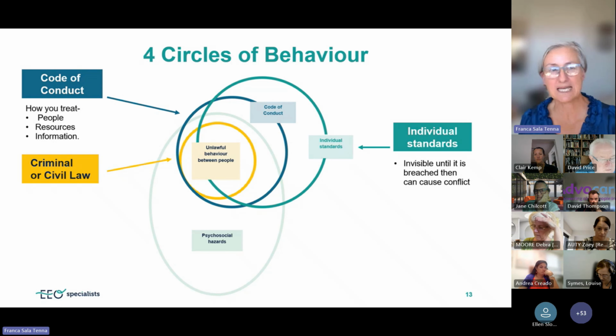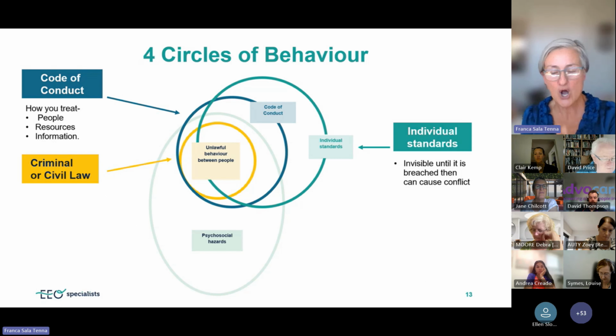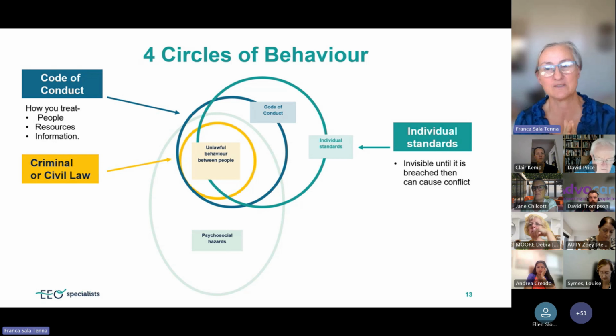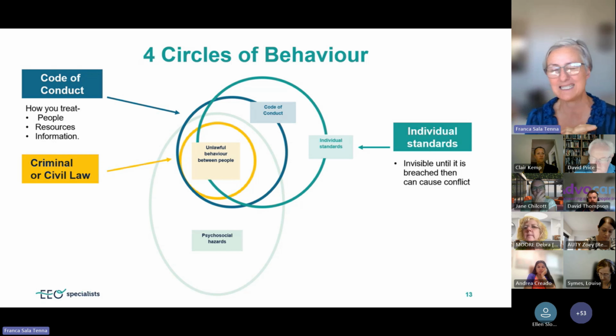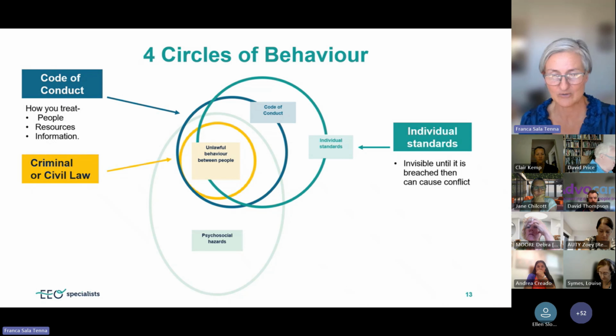So individual standards is how people think that life should be done, how people should treat each other, in an ideal world. So if you have a look at my circle of individual standards, which is a kind of a tealish colour, it doesn't completely cross over with unlawful and code of conduct. Now, why have I done that?